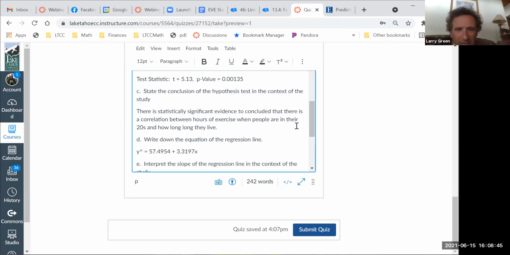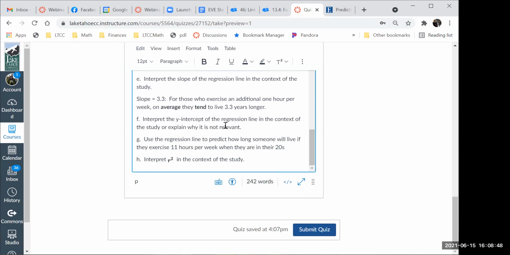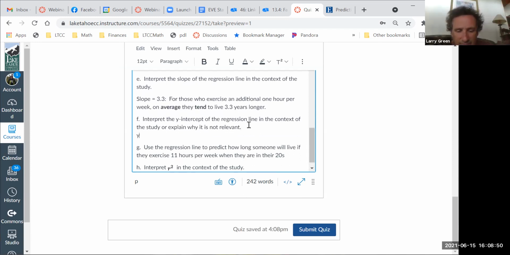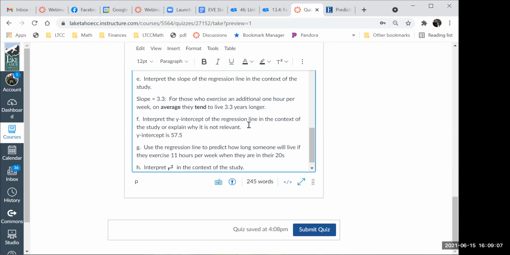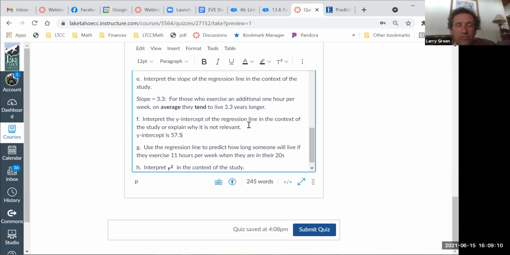57.5. Yeah, 57.5. So let's write this down first. The y-intercept is 57.5. Can that happen? Is that a possibility? Yes. Someone could die at 57.5 years old. That does happen. That's what we're talking about, how long people live. And someone could live 57.5 years. Definitely happens, so there's no problem with that.